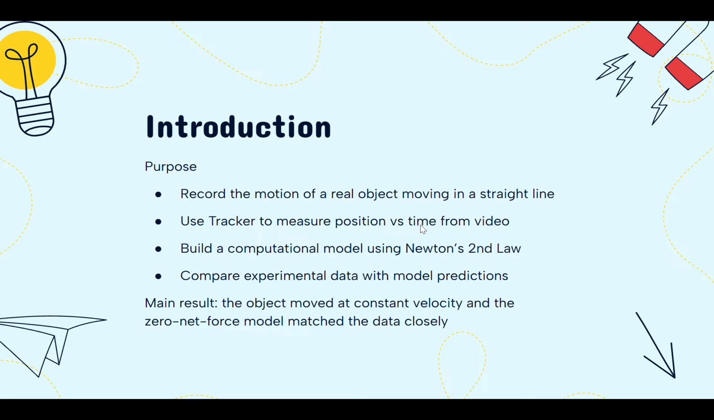For the introduction, the purpose of this lab is to record the motion of a real object moving in a straight line, use Tracker to measure position versus time from a video of our marker, build a computational model using Newton's second law, and compare the experimental data with model predictions. The main result is the object moved at a constant velocity, and the net zero force model matched the data closely.